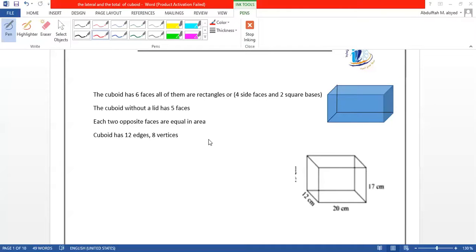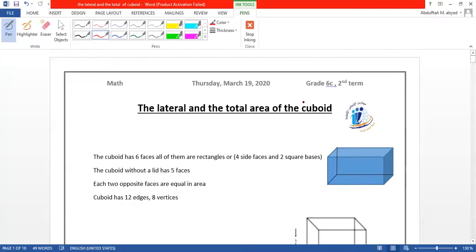Today, inshallah, we will start to study the lateral and total area of cuboid. As we know, a cuboid has 6 faces. All of them are rectangles.